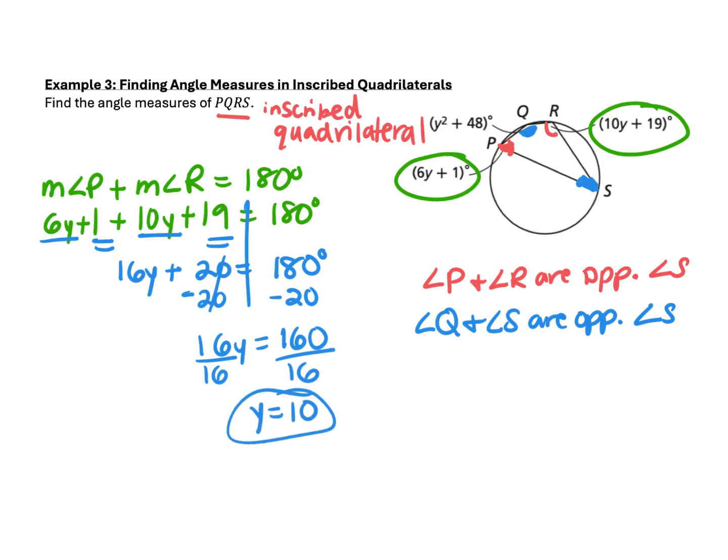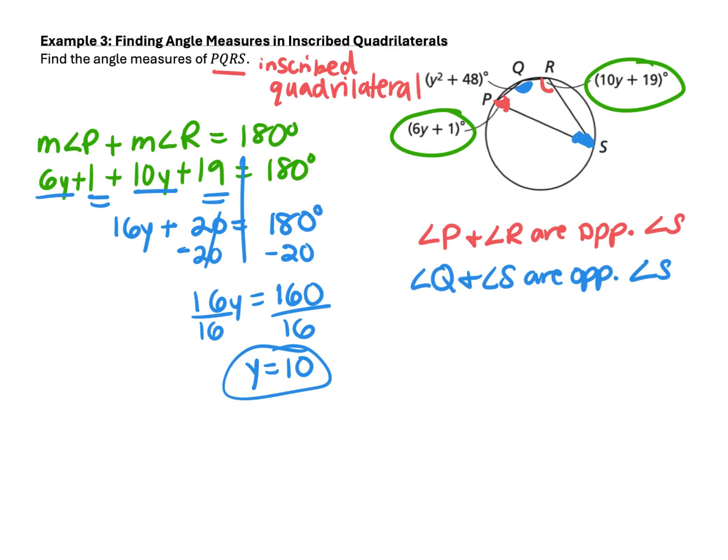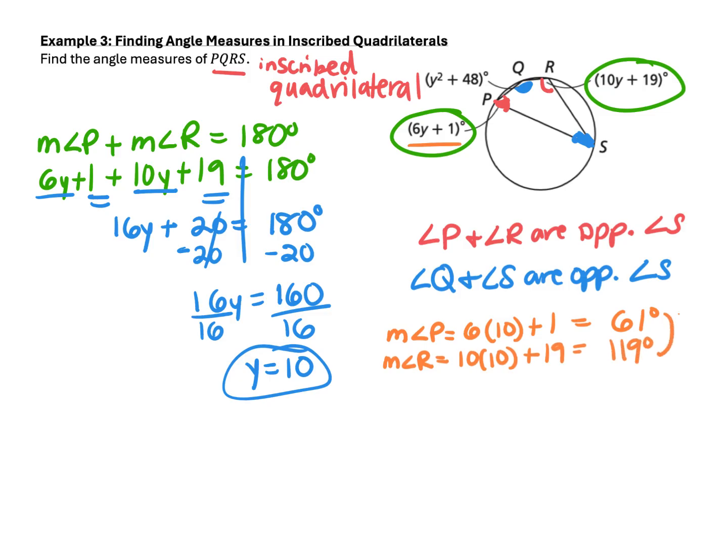Now that we know what y is, we need to find the measure of each of the 4 angles in our quadrilateral. I'm going to start off with the measure of angle P. And angle P, you can see, is 6y plus 1. That's 6 times 10, add 1, 61 degrees. And then I'm going to do the measure of angle R next, just to verify that it adds to 180 with angle P. Plugging it in, we have 10 times 10 plus 19. That's 119 degrees. Notice that these two right here total to 180. They are supplementary. Opposite angles of an inscribed quadrilateral are always supplementary.